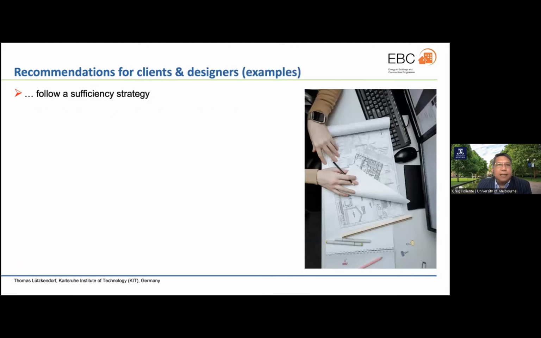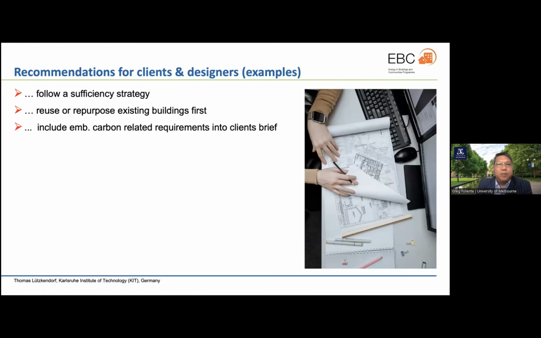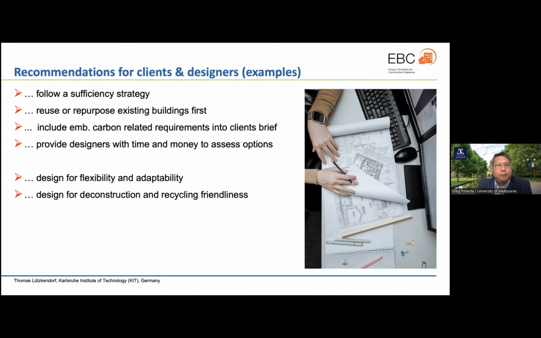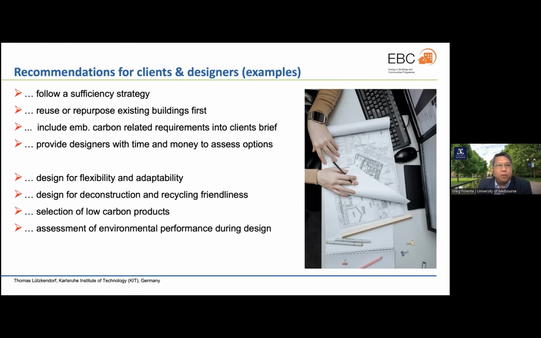For clients and designers, of course, follow a sufficiency strategy and an efficiency strategy that follows that. So if we don't need to build things, then we shouldn't. Reuse or repurpose existing buildings, include embodied carbon related requirements into the client's brief. Some pretty standard and probably common sense recommendations: deconstruction, recycling, low carbon products, of course, and education and applied life cycle assessment.